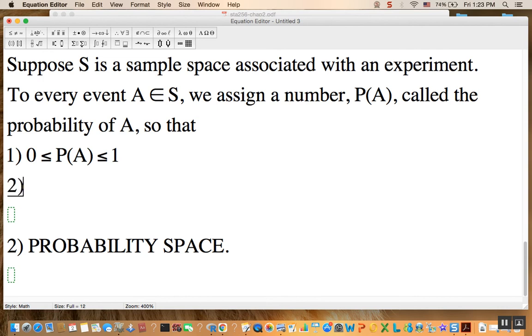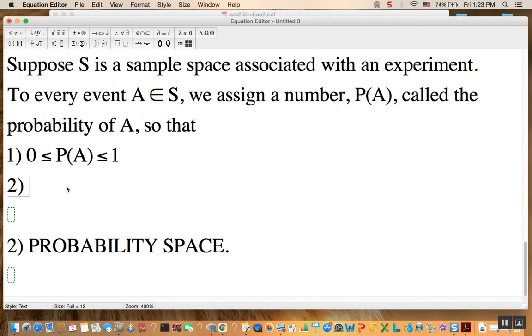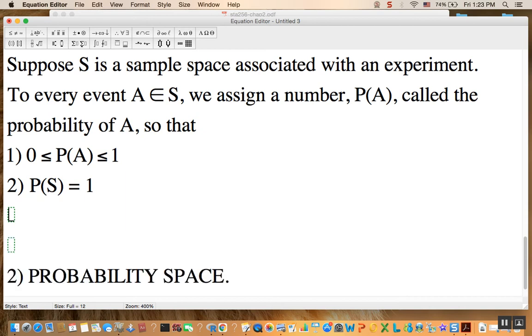Condition number 2, the probability of the sample space must be equal to 1. Condition number 3, so if we have a sequence of pairwise mutually exclusive events in the sample space, then the probability of the union must be the sum of probabilities.